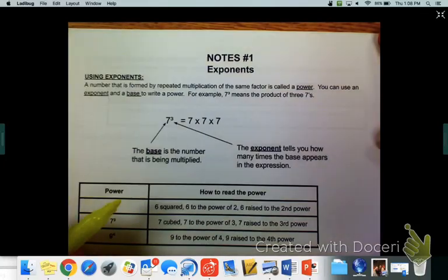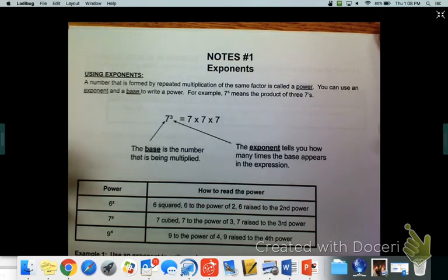Concept 1, exponents. Today we're going to review exponents. You've seen them and used them in elementary school, so today we're going to make this short and sweet. To use an exponent, you have to be able to evaluate it. So first we're going to look at what is an exponent, what is a base, and what is a power.